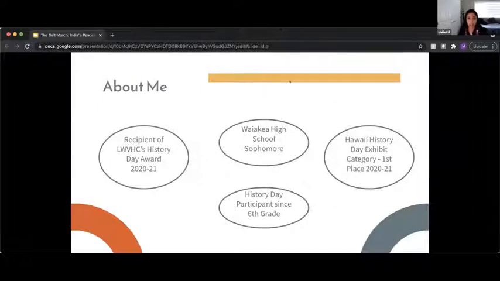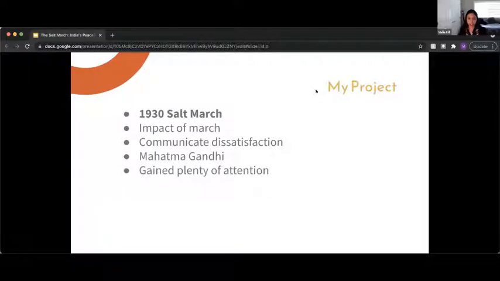And after my district competition, I went on to participate in the state competition, and I got first place in the senior exhibit category. So my project was on the 1930 Salt March in India and how it impacted India's independence as well as the rest of the world.